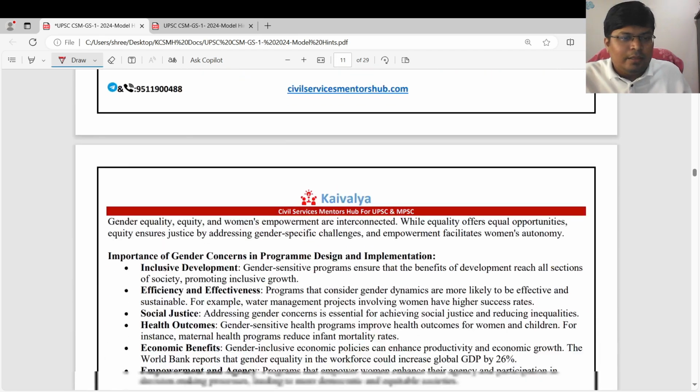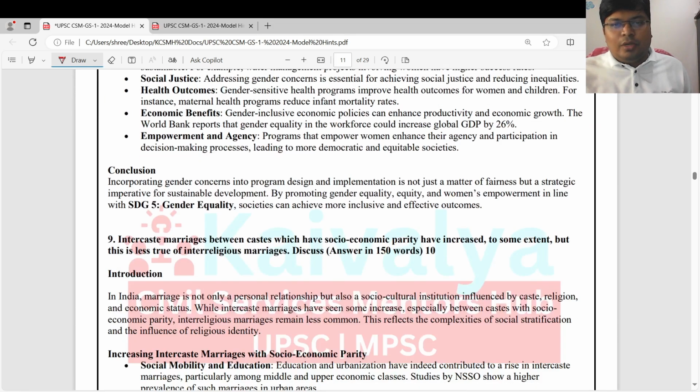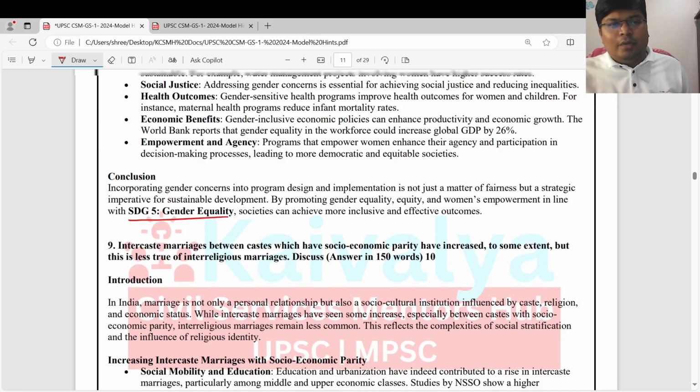In the second part, you are supposed to write the importance of gender concern in program design and implementation. Here you need to emphasize its importance. Obviously, it is related to the social justice part, so here we are witnessing the interlinkages. If there is gender concern in program design and implementation, it will help in inclusive development, efficiency and effectiveness in social justice and health outcomes. All points are given here, you can just go through it. Again, in conclusion, you can link it with SDG 5, gender equality.